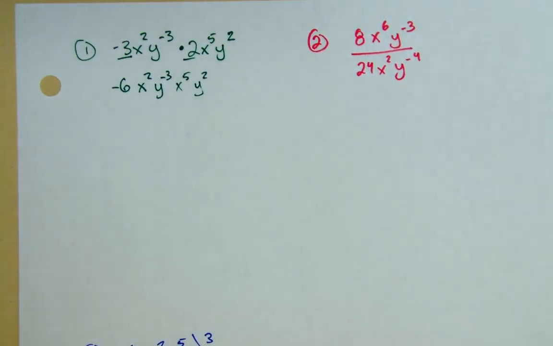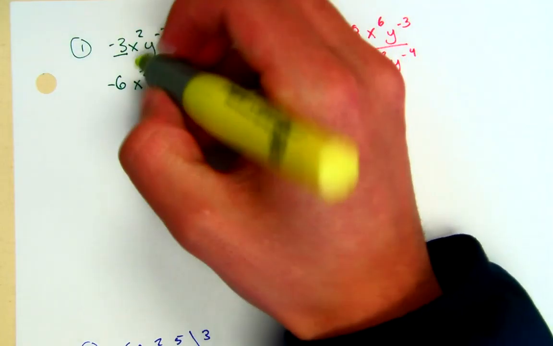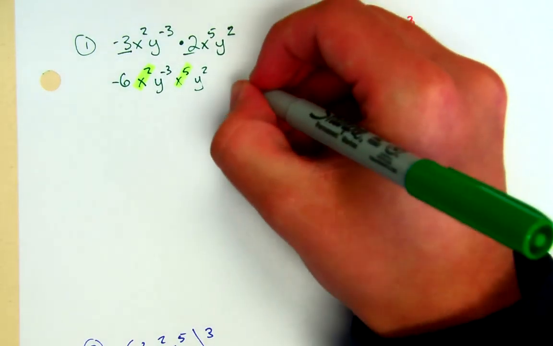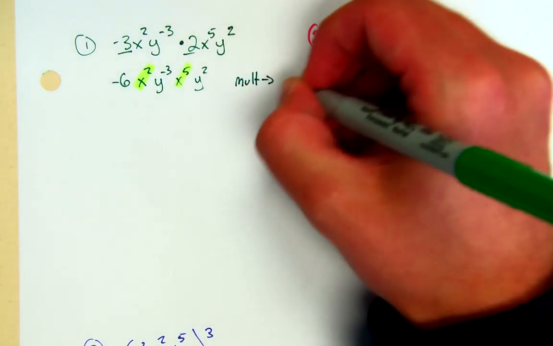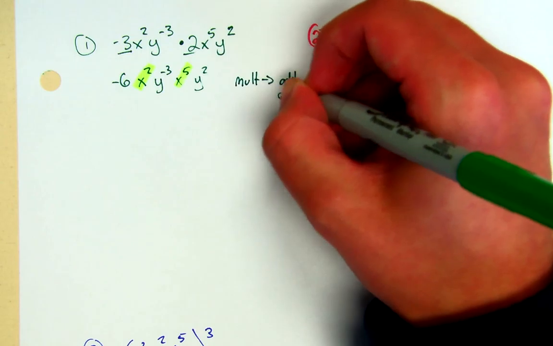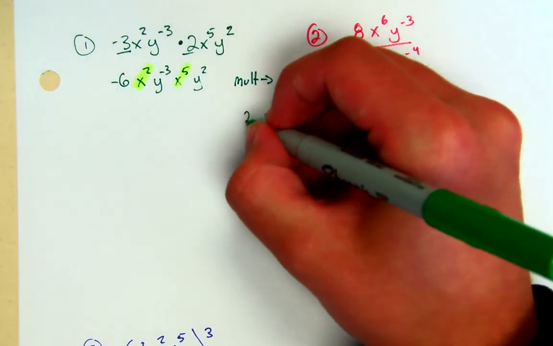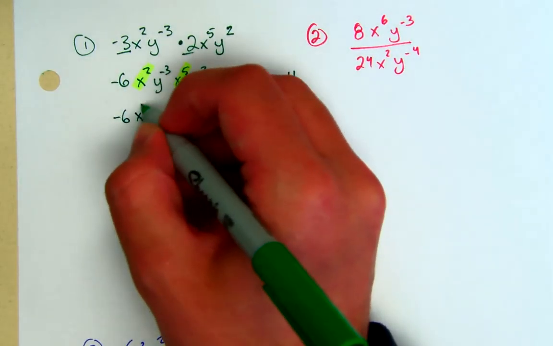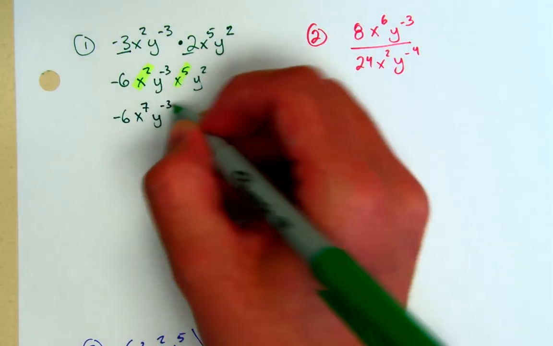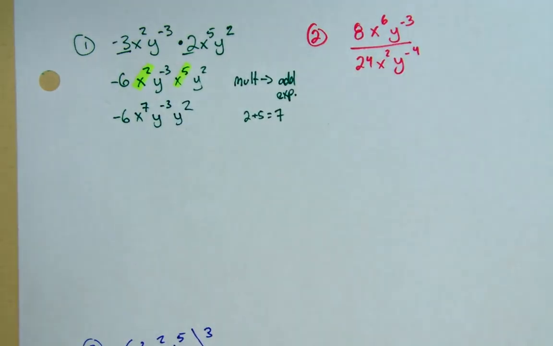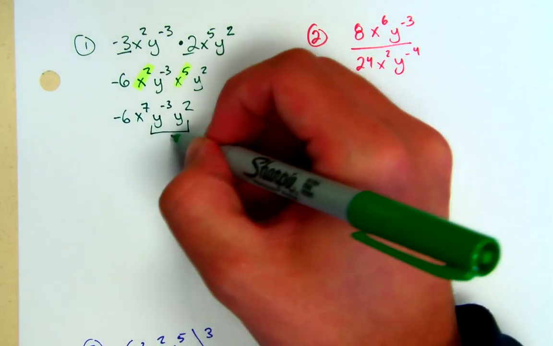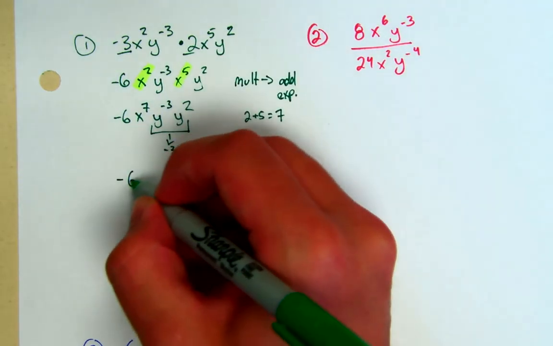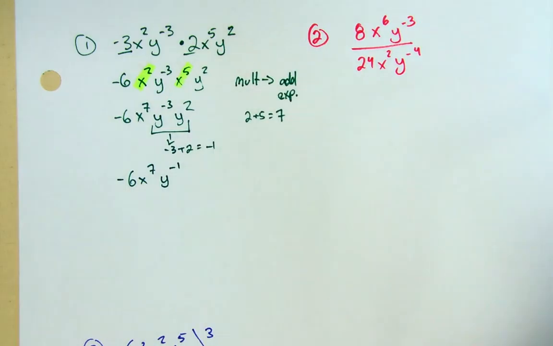Now we need to look for like exponents, or like terms. X's go together. Anytime you're multiplying exponents, multiply means we need to add the exponents together. So in this case, I need 2 plus 5, which equals 7. So I've got negative 6 x to the 7th, bring down my y to the negative third, y squared. Again, I've got 2 y's left, so I'm going to do negative 3 plus 2, that's negative 1. I've got negative 6 x to the 7th, y to the negative 1.